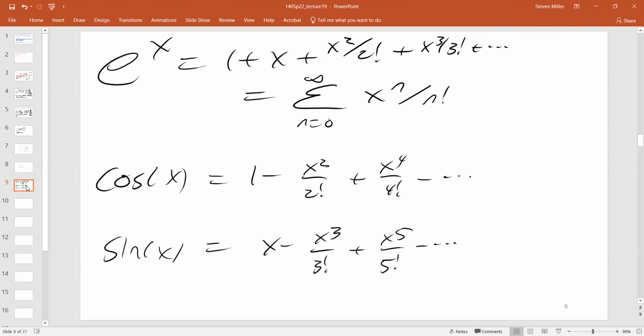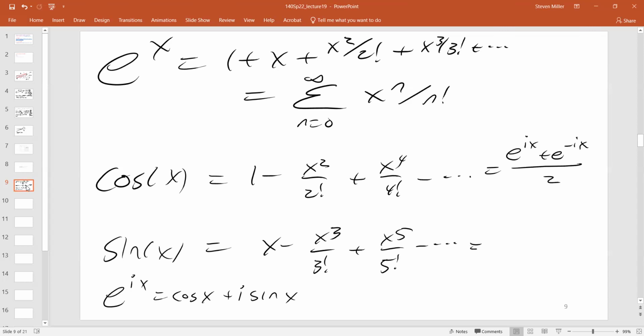And it turns out e to the ix is cosine x plus i sine x. Cosine is e to the ix plus e to the minus ix over 2. Sine is e to the ix minus e to the minus ix over 2i. So we might talk more about this later in the semester. But this is why I'll risk saying this. Do you remember your angle addition formulas from trig?